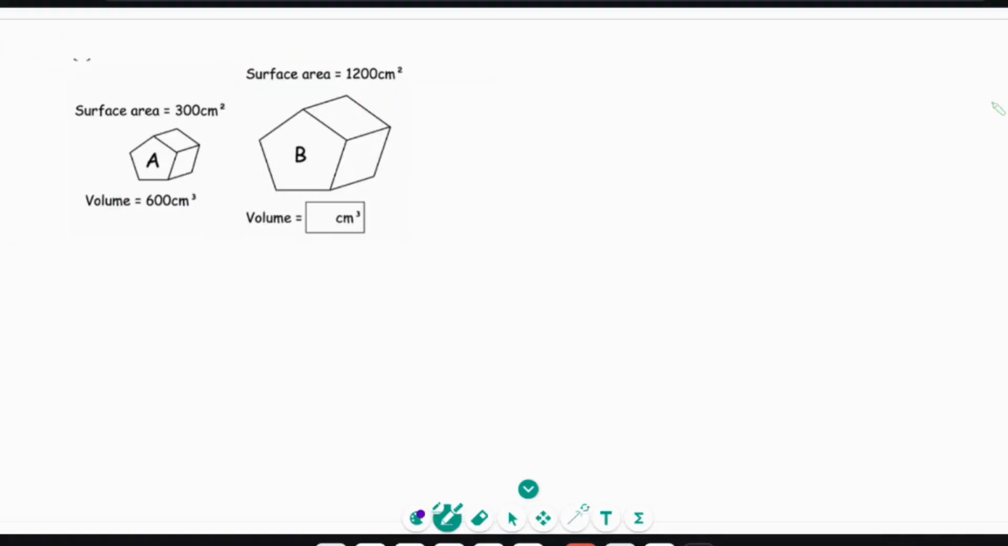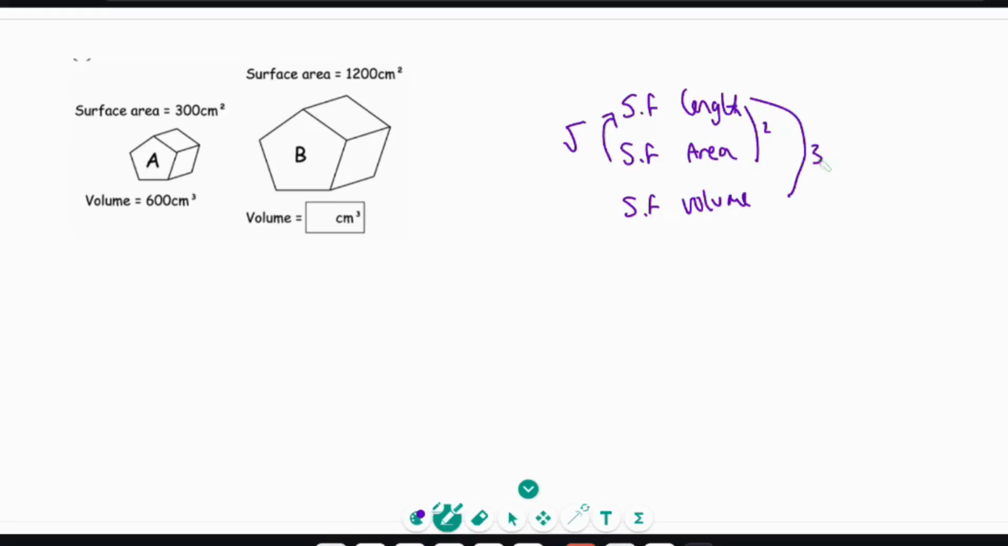Okay, now what you've got to bear in mind with the scale factors. So if we know the length, we know to get the scale factor for area, we square, and to go back, we square root. For volume, we cube, and to go back, we cube root. What you can't do is go from a scale factor for area to a scale factor for volume. You have to always go back to length.